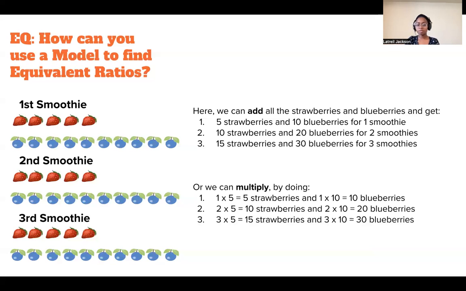Same method for 3 smoothies. We have 3 smoothies times 5 strawberries per smoothie. We get 15 strawberries altogether. And 3 smoothies times 10 blueberries per smoothie gives us 30 blueberries altogether. Okay, so there's 2 methods. Which one do you think is more efficient?